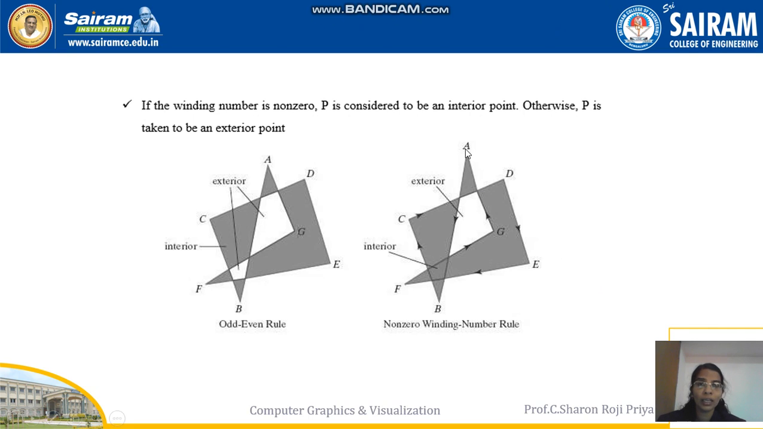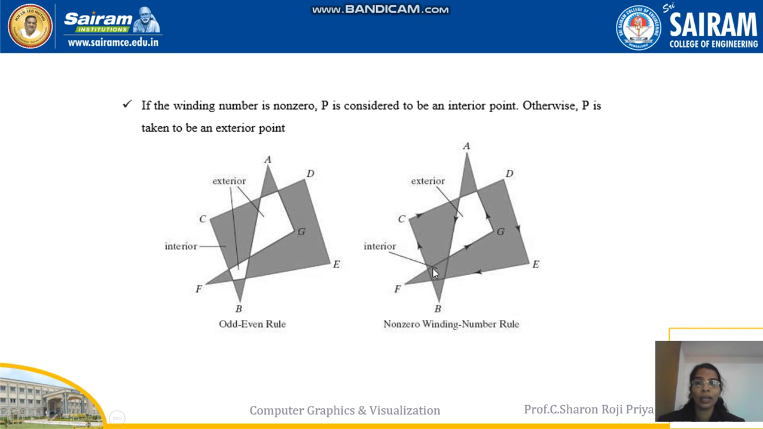So here I'll check. This point I want to check whether it is interior or exterior. From this point I'll draw a line. I have drawn a line in this direction. It is intersecting with two edges. For this edge, the direction is from top to bottom, so it is +1. For this edge CD, the direction is from left to right, so it is -1. So when I sum it up, plus and minus, I'll get 0. 0 means the point is exterior, right? I got exterior.